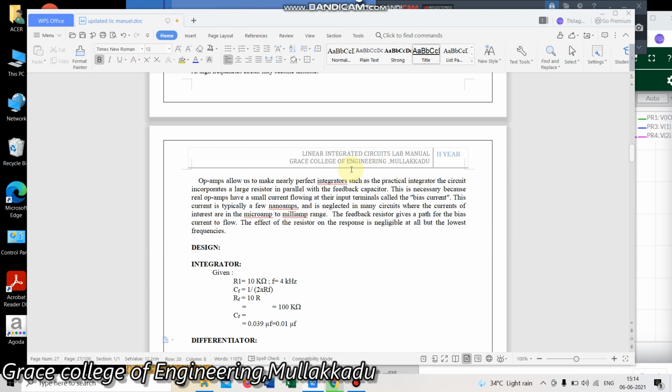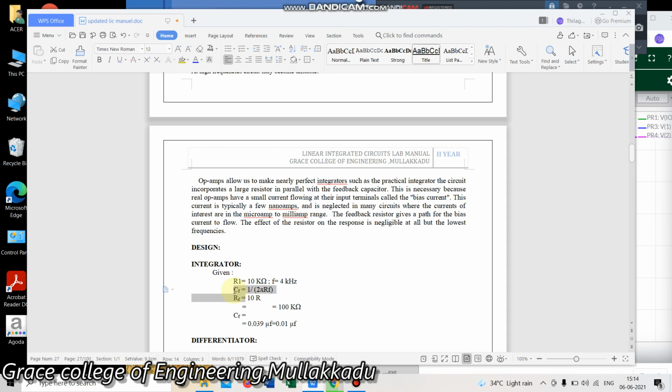Next, this is the design for the integrator. We are going to take the value of R1 as 10K and RF equal to 4K, and CF from the formula. We can take this as a common term, RF is equal to 10 R1, from which we can calculate the value of RF. Therefore, RF is equal to 10 into R1, that is 100 kilo ohm. Therefore, RF is equal to 100 kilo ohm, R1 equal to 10 kilo ohm, F equal to 4 kilo ohm.